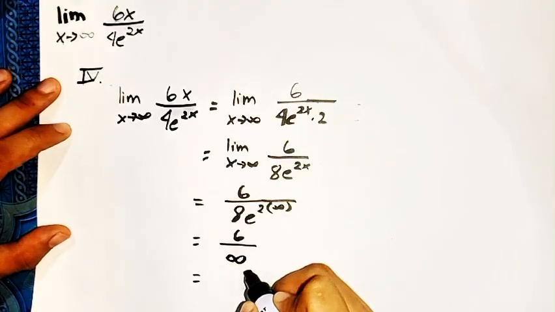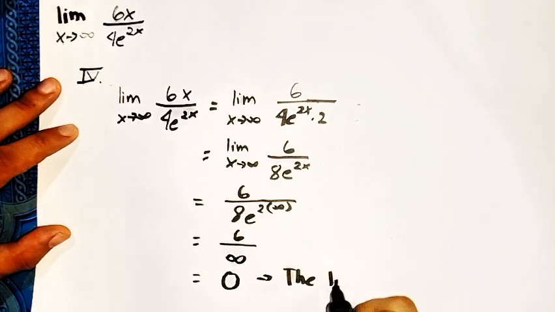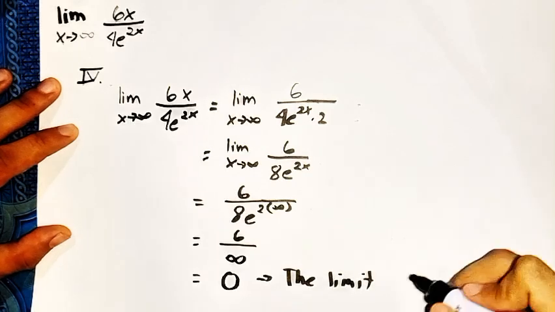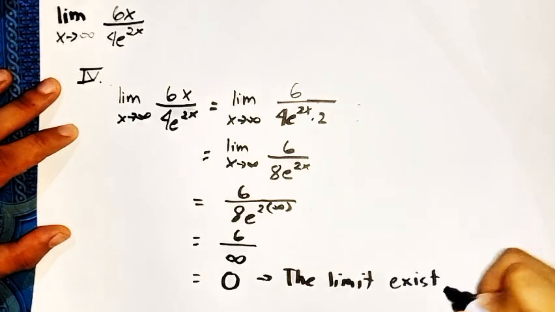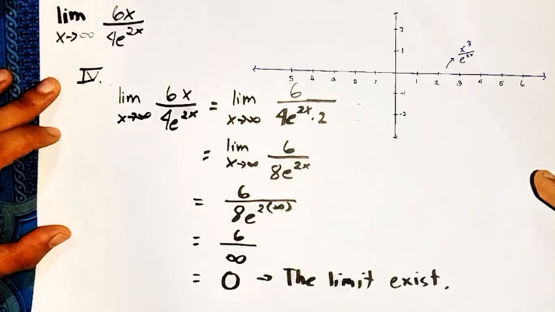Now, 6 over infinity is 0, meaning the limit exists. So the required limit is 0. Now the graph of it is this.